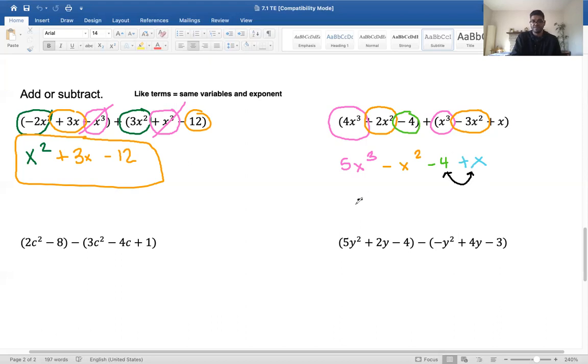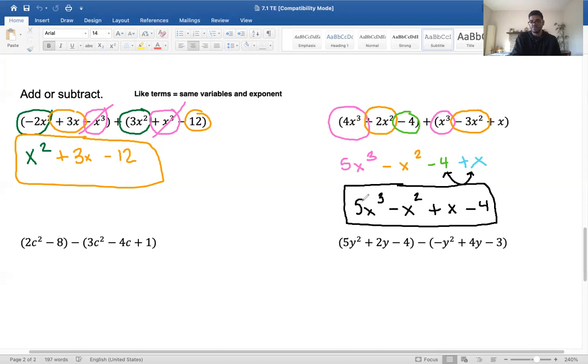So if I rewrite this, my final answer is going to be 5x cubed minus x squared plus x minus 4. And this is my final answer. Now this is in standard form. I have my biggest exponent first, going all the way down to the constant. And this is a polynomial because we have multiple terms and all real number coefficients. So this is now a polynomial in standard form.